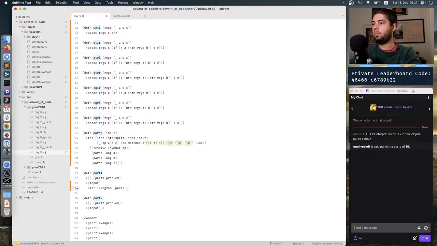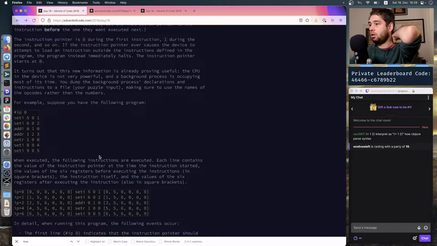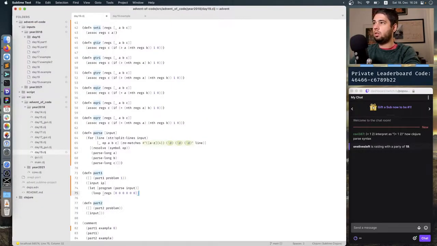Program is parse input, and we also need part one input. We need IP, right? Part one, and yeah, like this. Okay, so program parse input, then we run a loop. IP, no, you don't care about IP. We use regs as 0000. There's five of them, right? As they say, six, there's six of them actually. Six registers, okay.